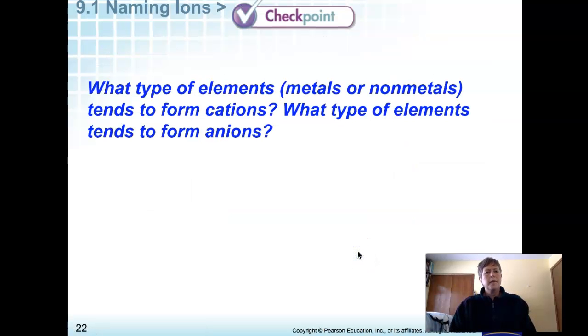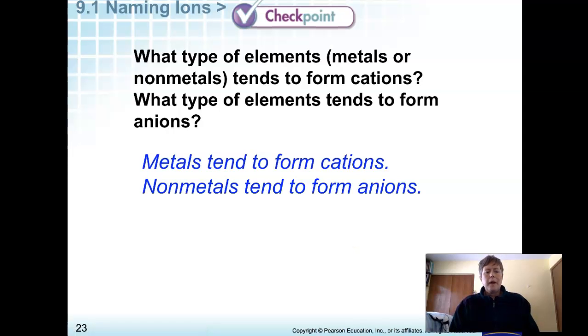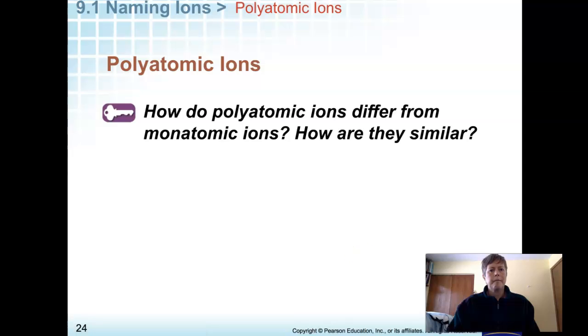So the types of elements, what types tend to form cations, which type tend to form anions? Pause, answer the question. Metals are going to form the cations, nonmetals form anions.